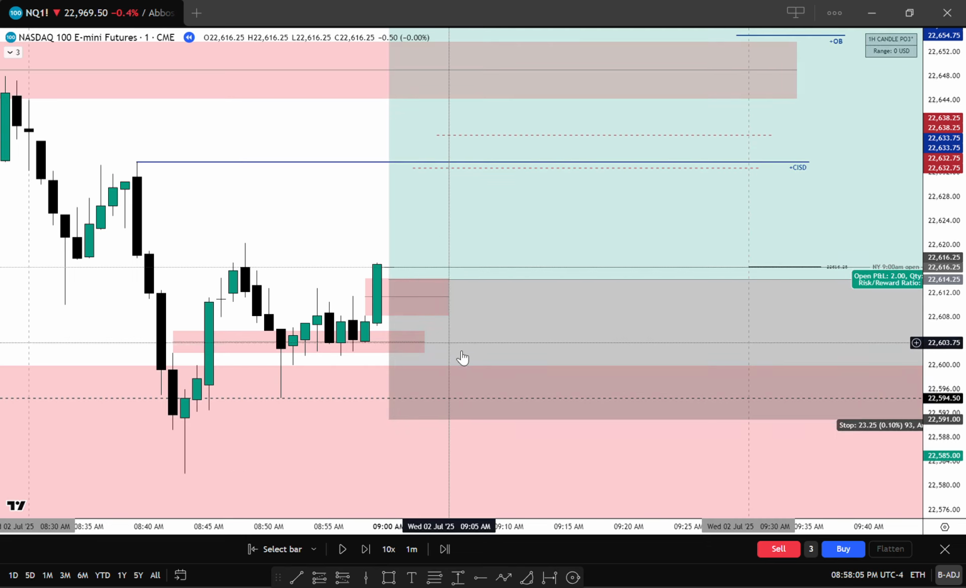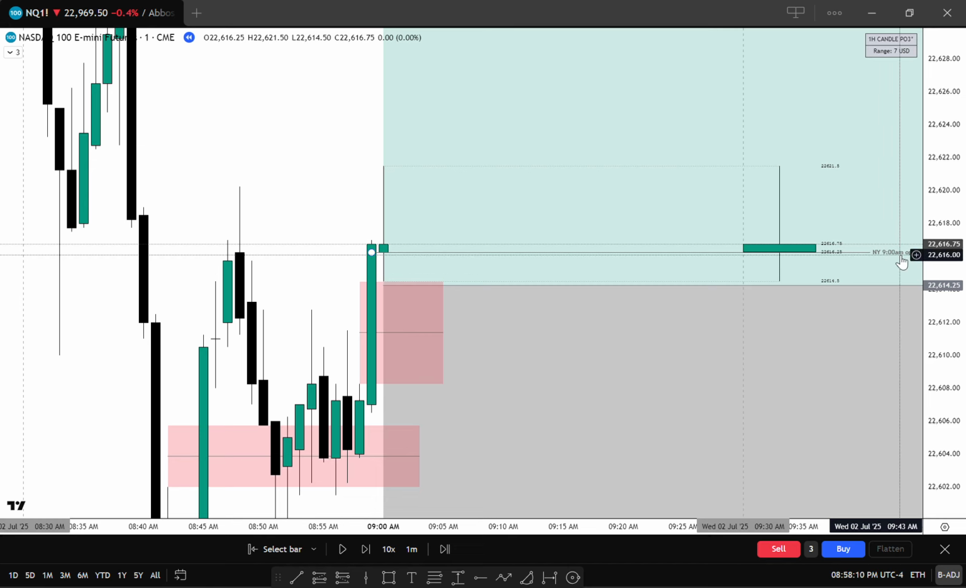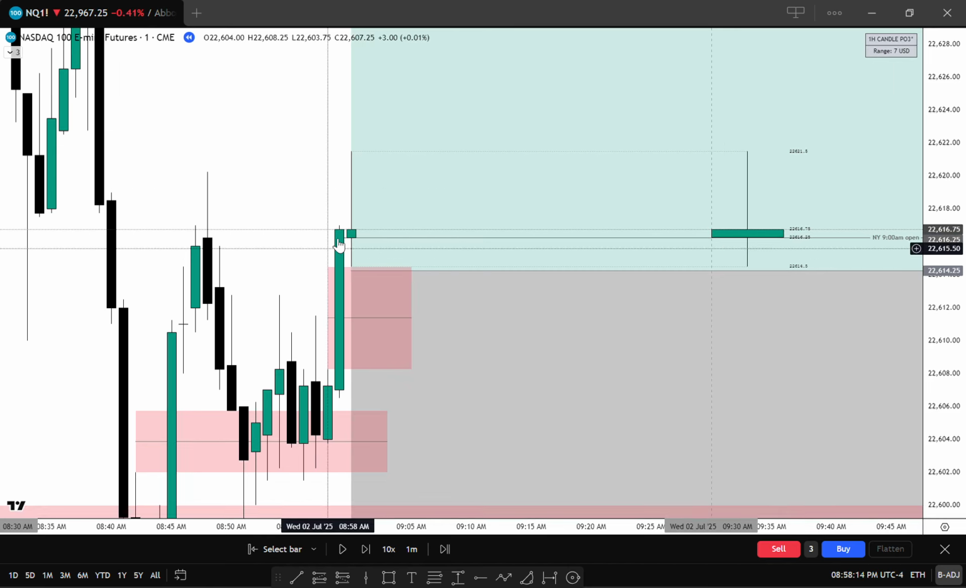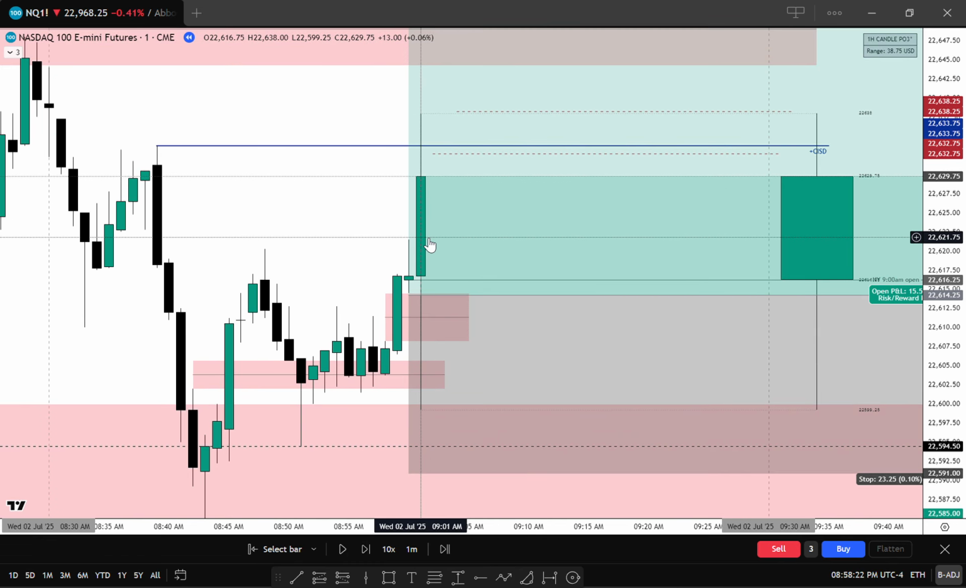This low could have been my stop, but I wanted to see more confirmation. So let's take a look at the 9 a.m. open. Here's the 9 a.m. open right here, this one. 9 a.m. open, very small range, and I'm marking it. There's the 9 a.m. open right there, that low.